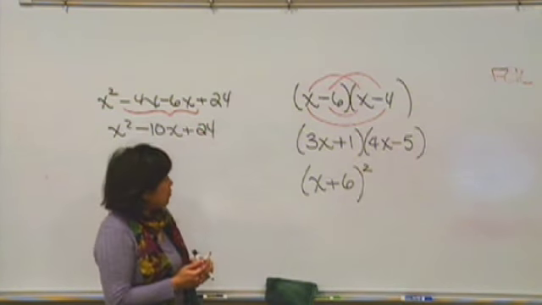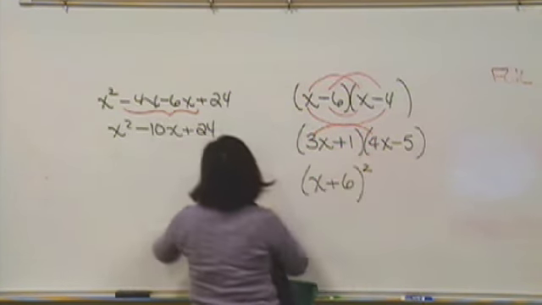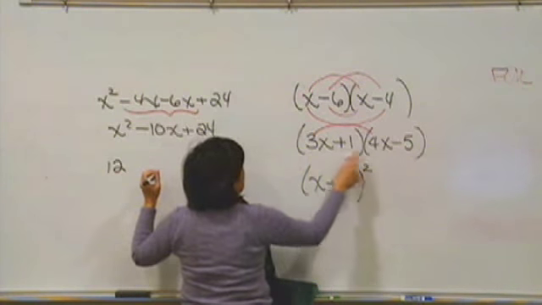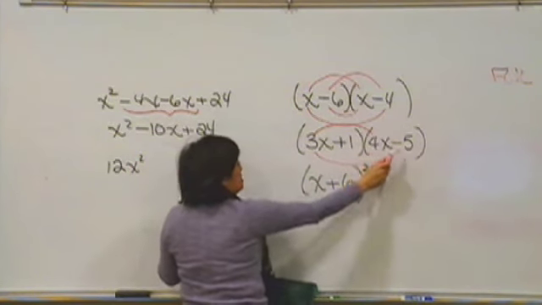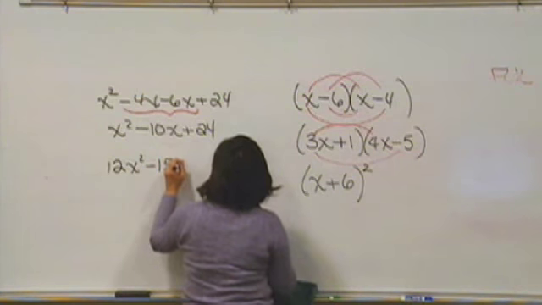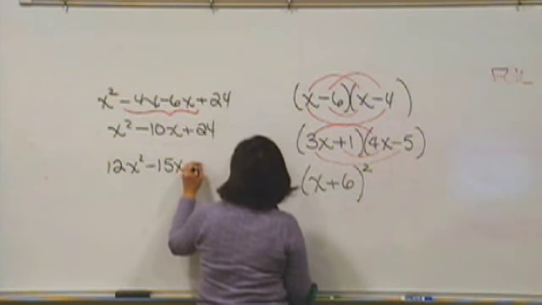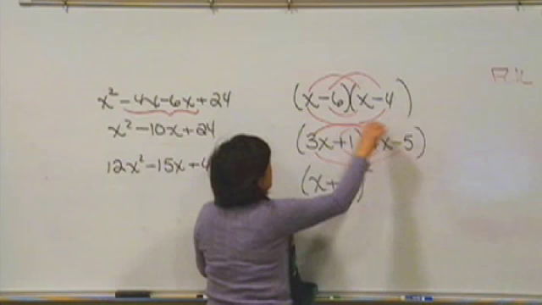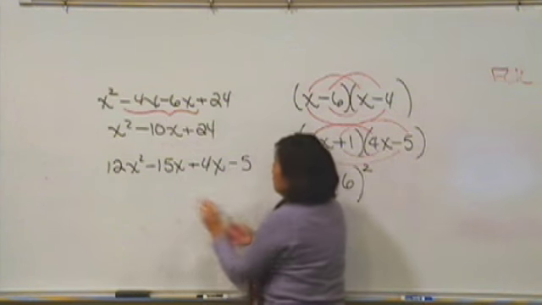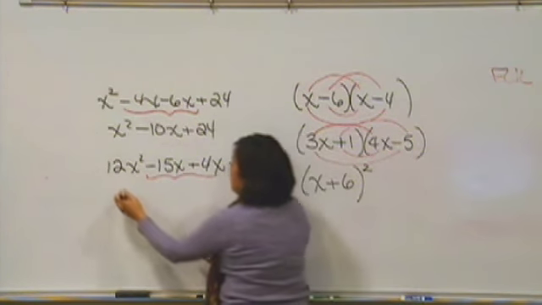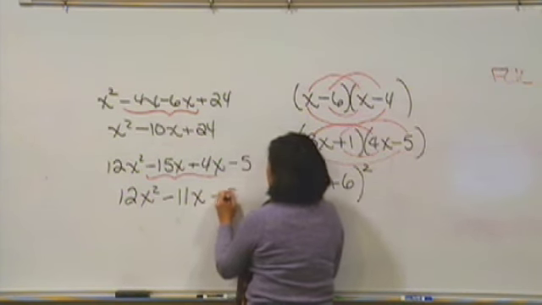Let's do the second one the same way. We'll multiply the first ones together. So we have 3 times 4, 12, and then x times x, in other words, x squared. We'll multiply the outside ones together. 3 times negative 5 is negative 15, so we have negative 15x. We'll multiply the inside ones together. 1 times 4 is 4, so we have 4x. And finally, we'll multiply the last ones together. 1 times negative 5 is negative 5. Again, we have similar terms right here in the middle. Our final answer is going to be 12x squared minus 11x minus 5.